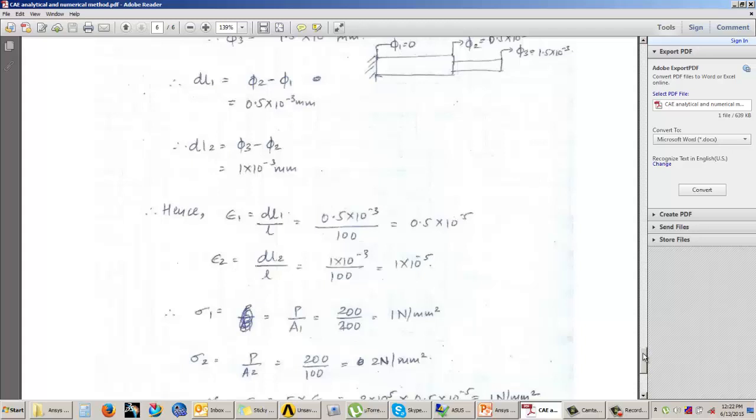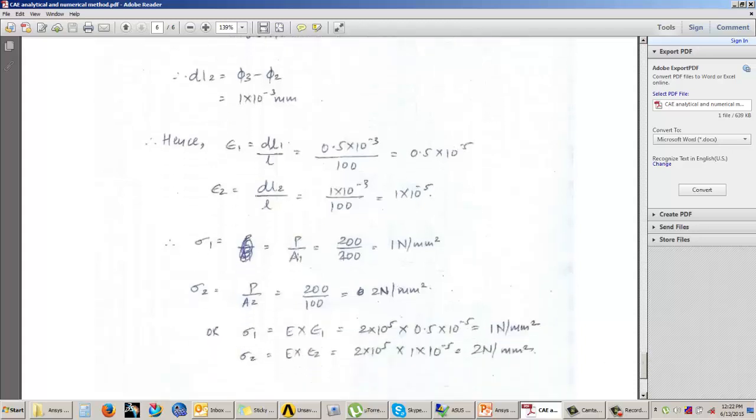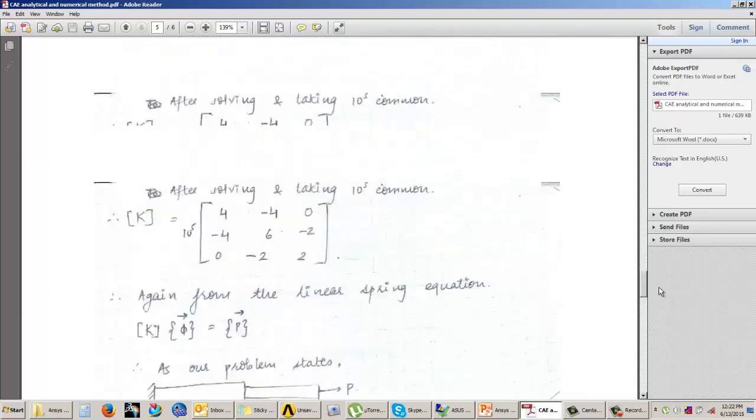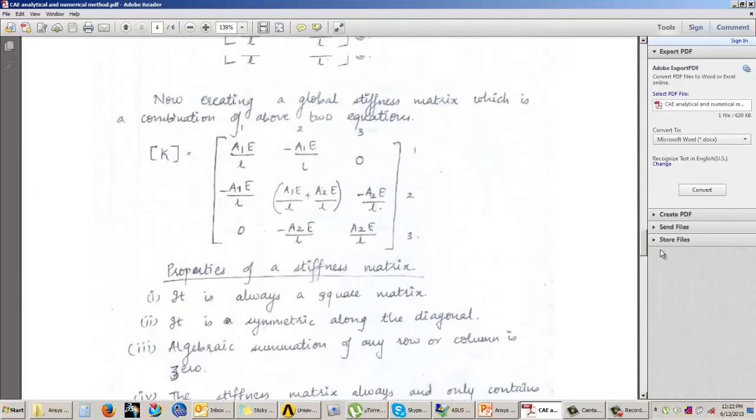Similarly, we can also calculate the stress values, P upon A, that is P upon area 1 and P upon area 2. Stress in the first bar is 1 Newton per millimeter square, and stress in the second bar is 2 Newton per millimeter square. Or else you can also use this equation to solve for the stresses in the first bar and the second bar. Now if you notice, whatever answers we have got here are the same that we got in the analytical method.